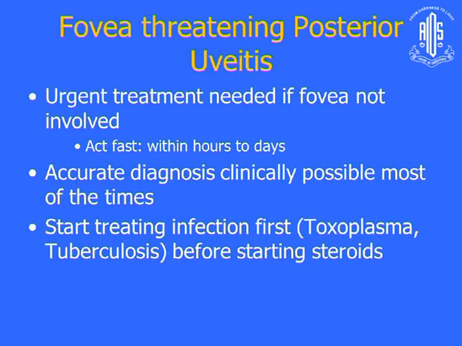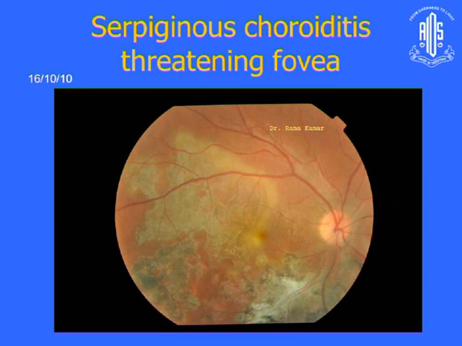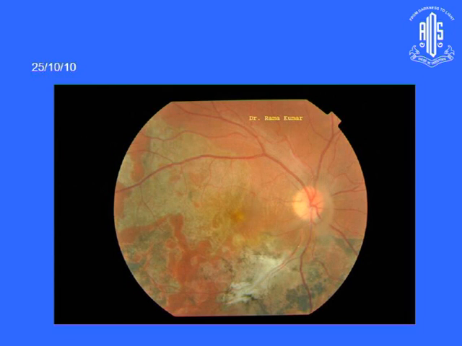Don't start steroids immediately. So this is a serpiginous choroiditis. You can see the yellowish edge that is threatening the fovea. I started this patient on immediate steroids, and that resulted in resolution. You can see this was on 16th of October and this was on 25th of October. Within 10 days, the patient regained 6/18 vision.